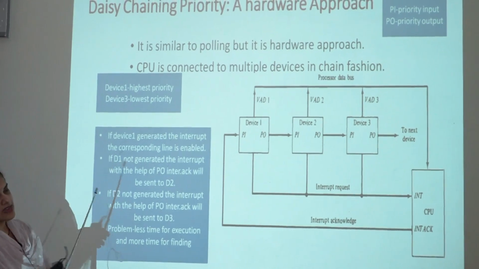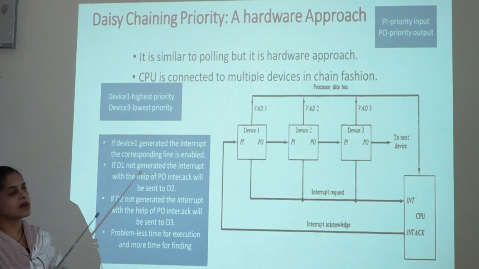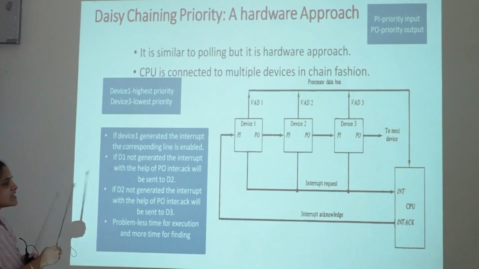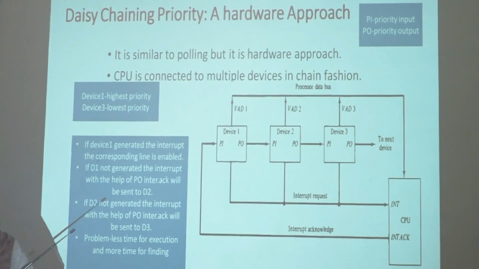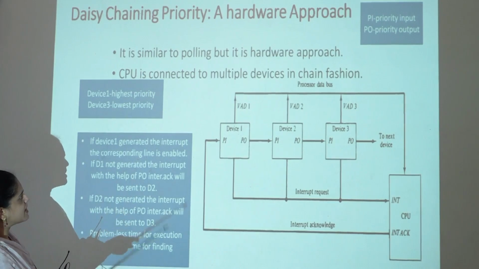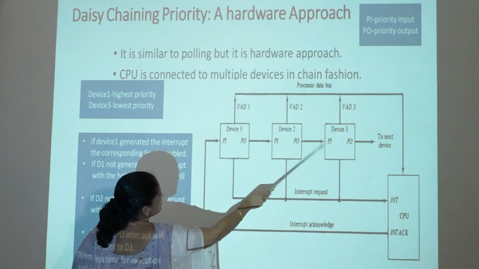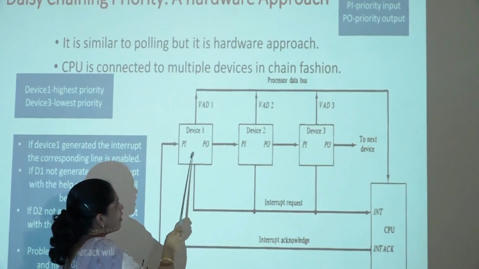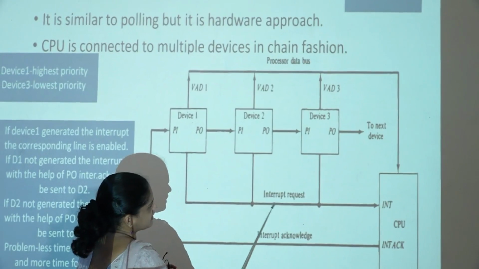Next we go to the next type of approach, which is a hardware approach. We call it the daisy chaining priority approach. This is also similar to the software polling mechanism, where polling is implemented with the help of a program, but this is done in hardware. In the daisy chaining priority approach, we have multiple input output devices connected in the system and the CPU. All the devices are connected to the CPU by means of an interrupt request line.